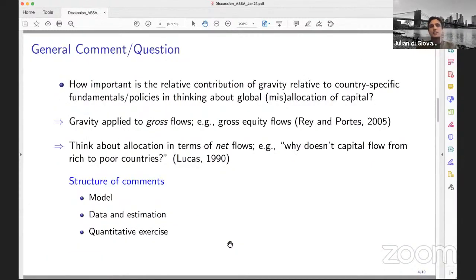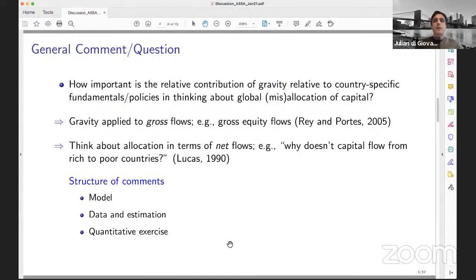So to kick things off, my general comment is that the paper is quite ambitious and in some sense is trying to marry two different literatures. And this left me with a basic question I'll come back to over and over again on some levels: how important is the relative contribution of gravity relative to country-specific fundamentals and policies, thinking about global misallocation of capital?